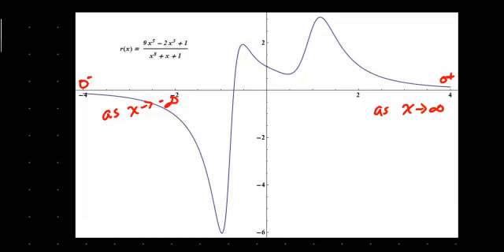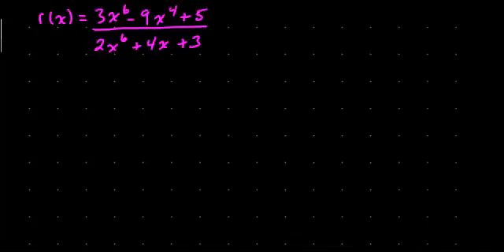Let's do another one. Here I've got the function r of x equals 3x to the 6 minus 9x to the 4th plus 5 divided by the polynomial on the bottom there. You see it? And so r of x equals, let's factor out the term with the highest power, 3x to the 6th. Alright, I need a 1 to get my 3x to the 6th back.